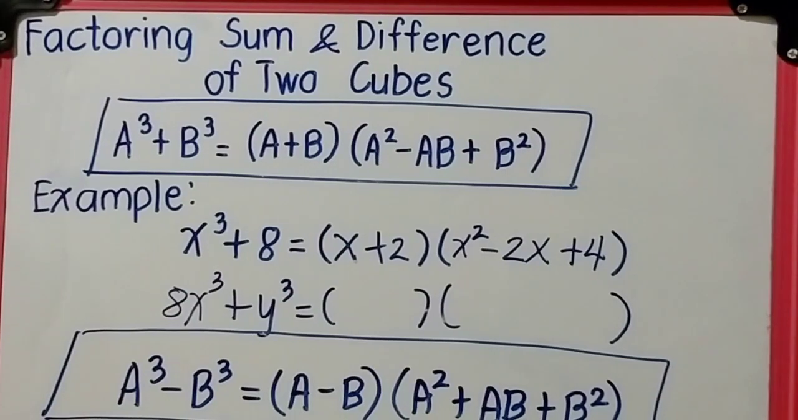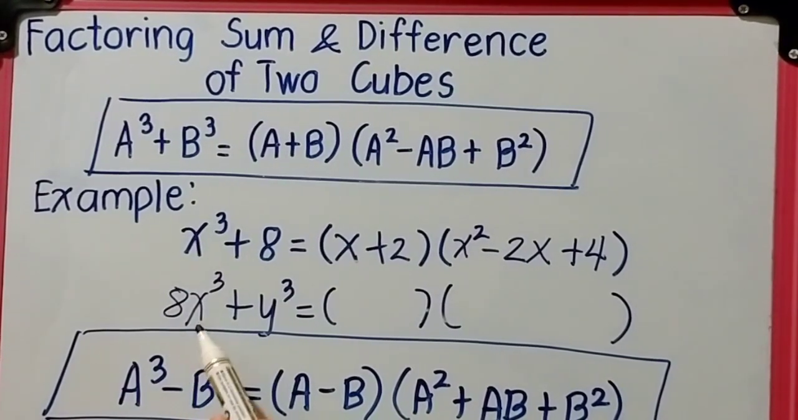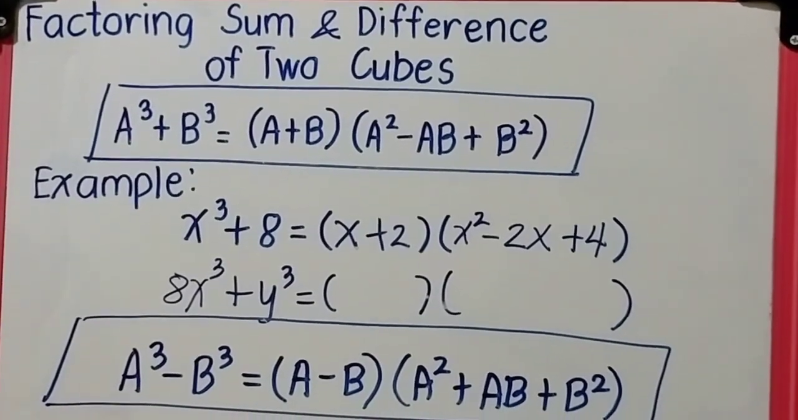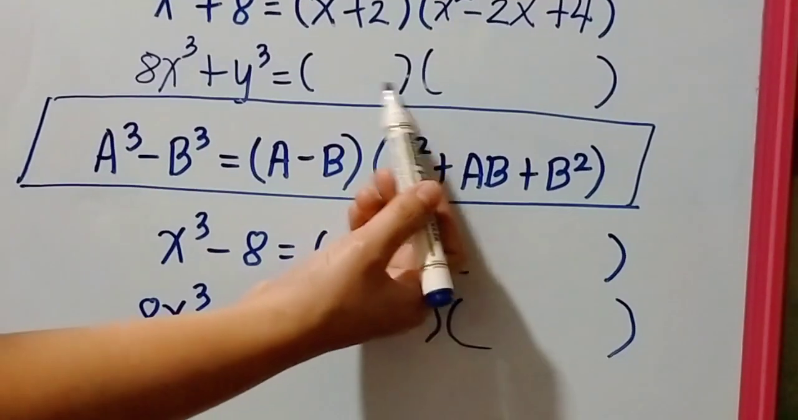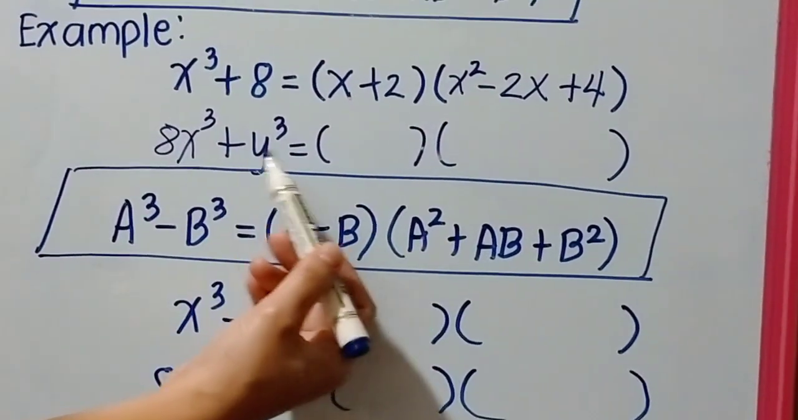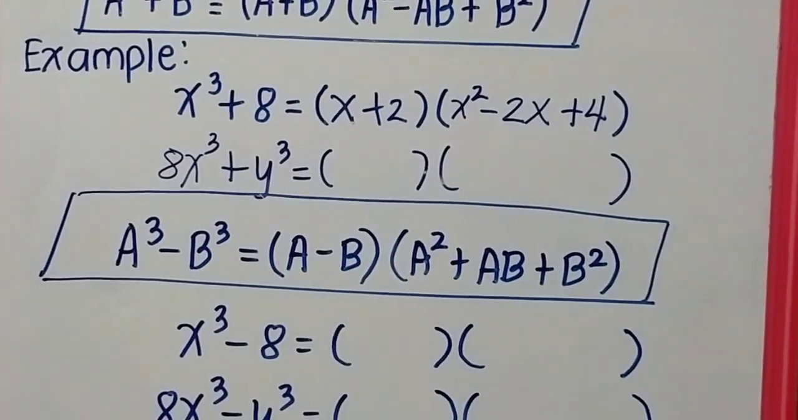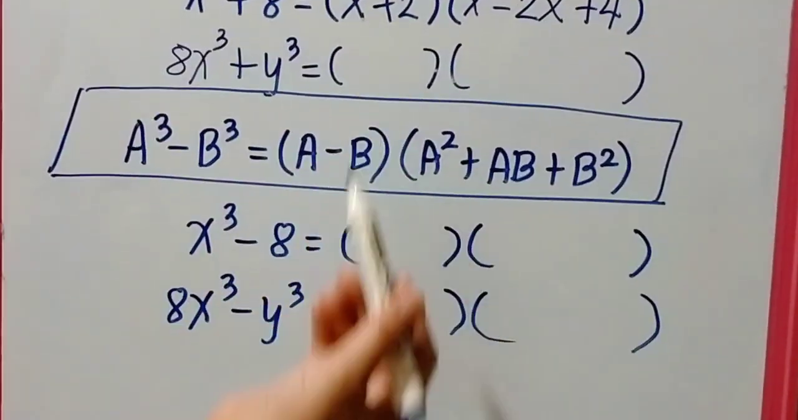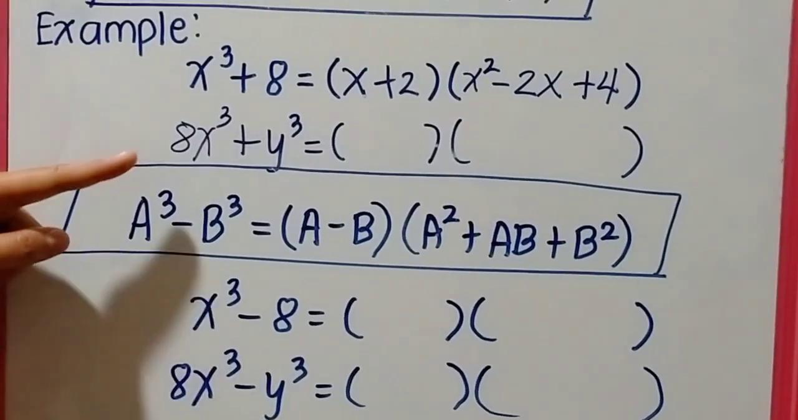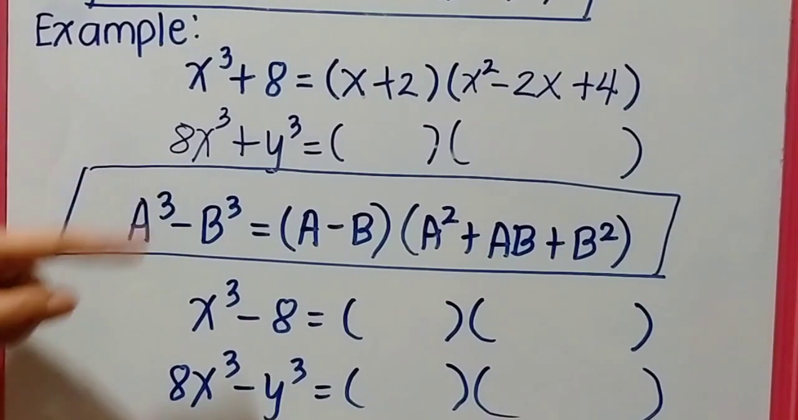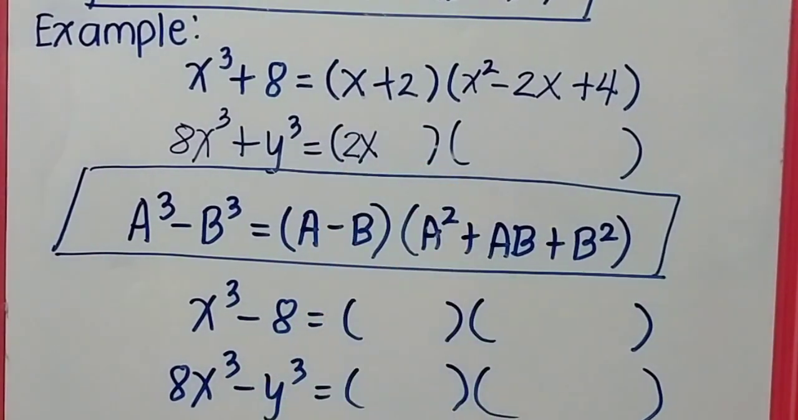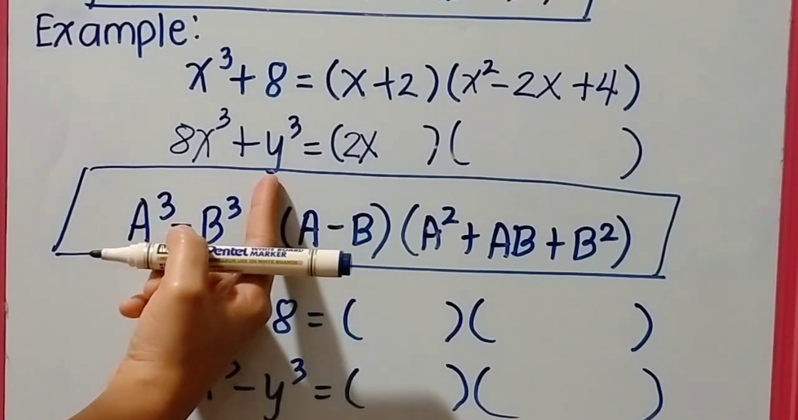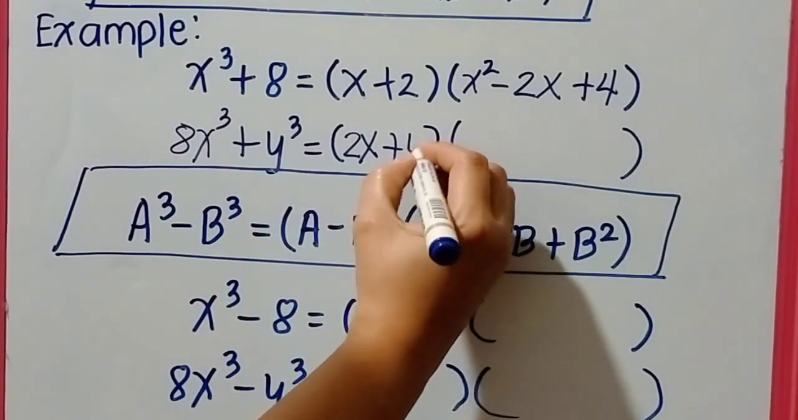Okay? So factor 8x cubed plus y cubed. Again, the factors will be a binomial and a trinomial. Now, the first factor will be the cube root of these two terms. The sum of the cube root of 8x cubed and y cubed. So the cube root of 8x cubed will be 2x. And the cube root of y cubed is y.